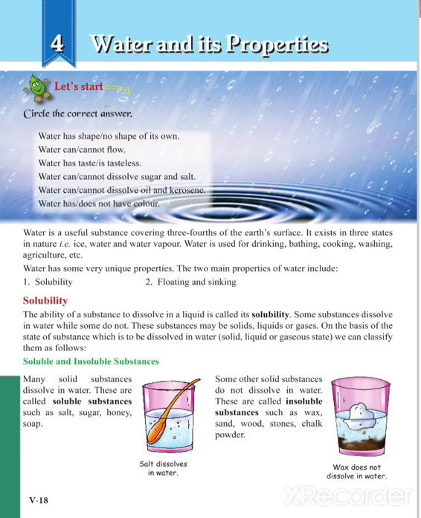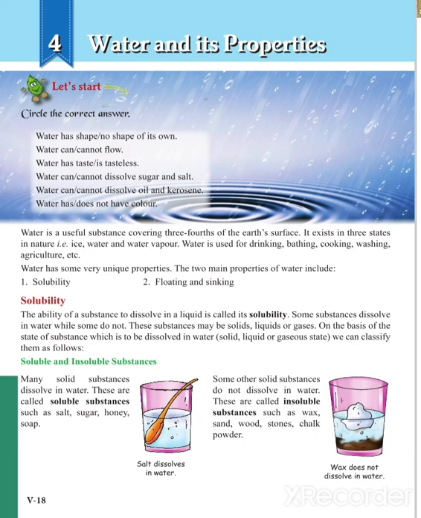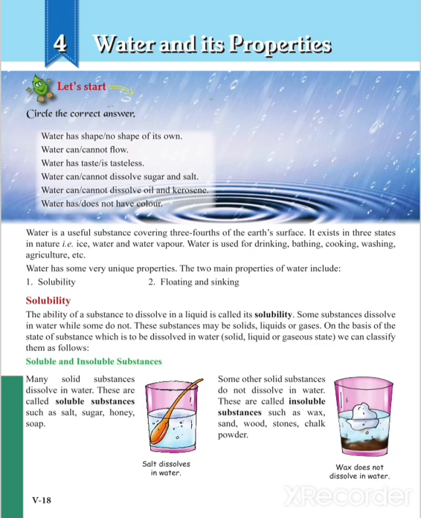What is the meaning of solubility? The ability of a substance to dissolve in a liquid is called solubility. Some substances dissolve in water while some do not. It may be solid, liquid or gases.